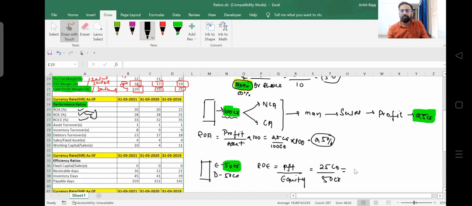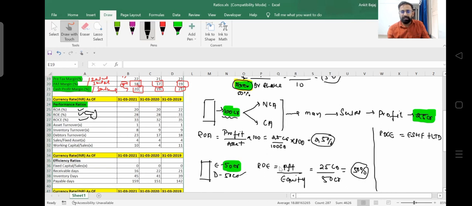So here return on equity is going to be how much? It is going to be 50% in this case, right? Similarly, if you want to calculate return on capital employed, what is the formula? Return on capital employed generally means equity shareholder fund, and it includes long term debt. It won't be including short term debt.